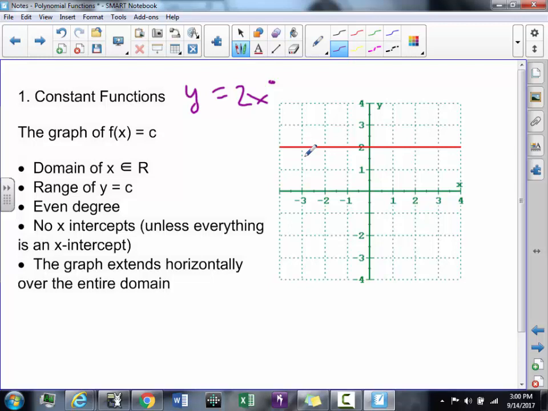Sometimes when I'm flipping with my classes, I'm like, give me a number. No, it's 2. Give me a number. It turns into 2. You know what I'm saying here, right? So constant functions, x is irrelevant.